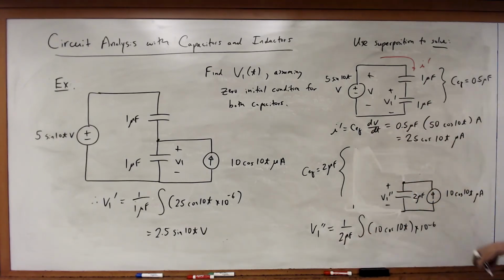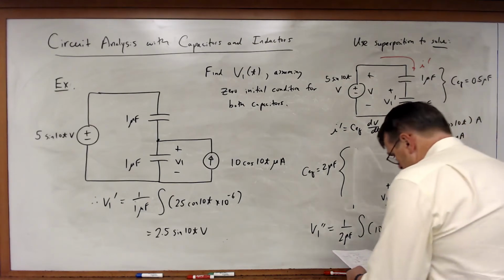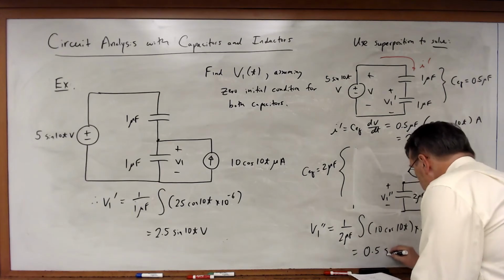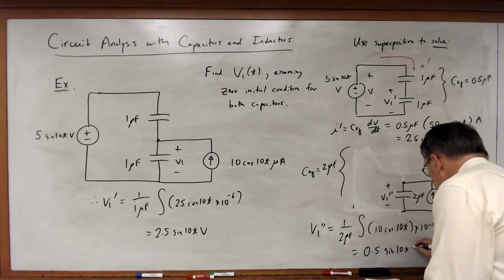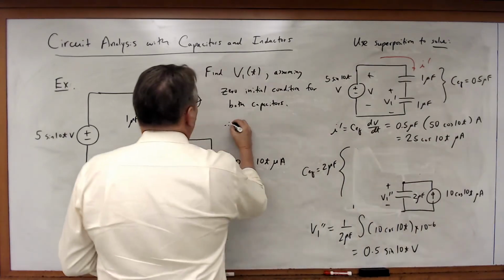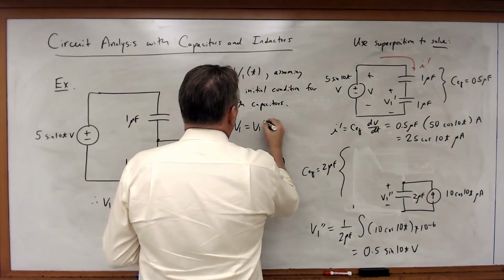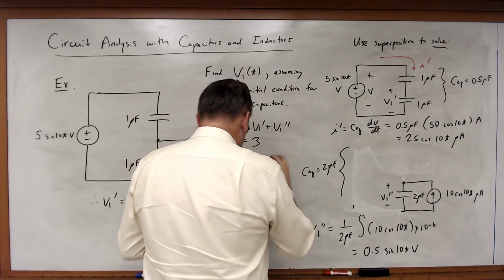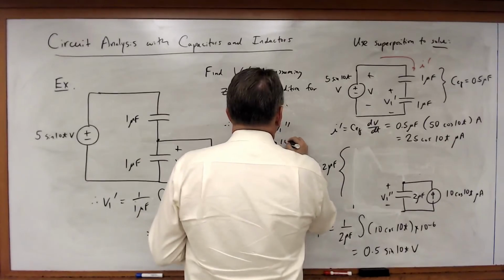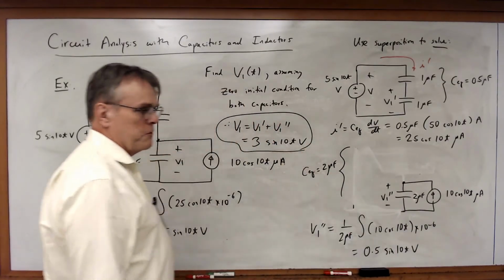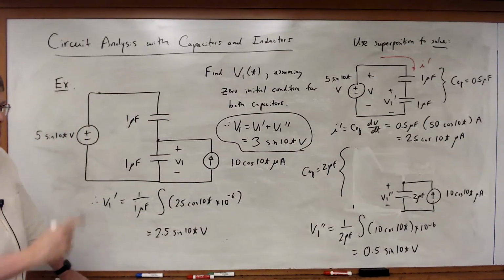And if I go through and evaluate this integral, what I'm going to get is 0.5 times sine 10t volts for V1 double prime. And therefore, V1 is equal to V1 prime plus V1 double prime, which will be equal to 3 times sine 10t volts. And there's my solution. So that can be solved.